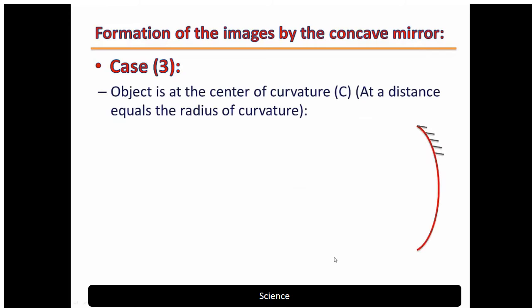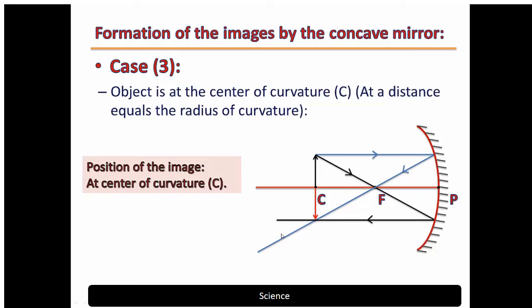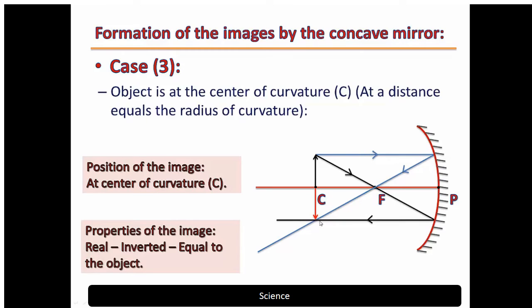Case 3. Object is at the center of curvature, or at a distance equals to the radius of curvature, at C. We will draw 2 incident light rays from the highest point. The first one is parallel to the principal axis. It will reflect passing through the focus. The second one will pass through the focus and it will reflect parallel to the principal axis. As you can see, the image is formed at the center of mirror curvature. Properties of the image are real, inverted, and equal to the object.